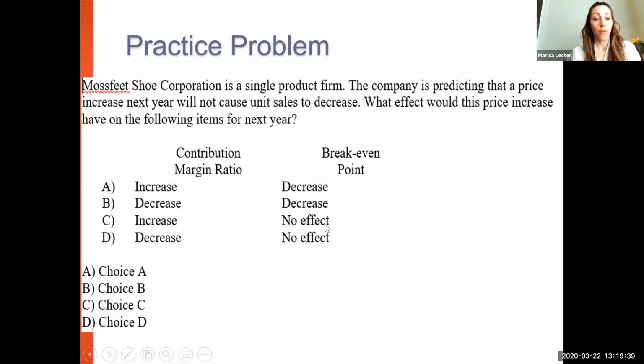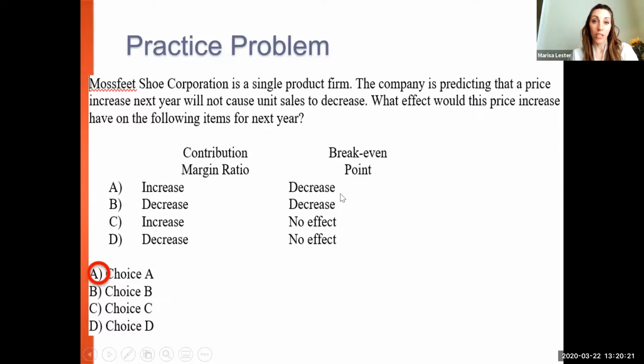And what happens to my break-even point? If I'm making more per unit sold, and this is not affecting my unit sales, and unit sales really have nothing to do with the break-even point. The break-even point says, where do I need to sell? How many units or what are my sales dollars in order to break even? It doesn't matter how many I'm selling now or in the future. My break-even point is used for analysis. So if I'm making more per unit, I can sell less units to break even, right? Because I'm making more. So my contribution margin ratio will increase and my break-even point will decrease. So the answer will be A.